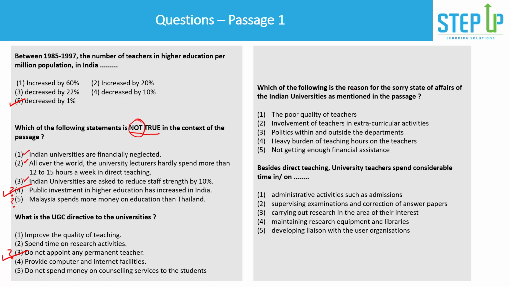Which of the following is the reason for the sorry state of affairs of Indian universities as mentioned in the passage? Poor quality of teachers. Has he attributed it to the low quality of teachers? No. Involvement of teachers in extracurricular? No. Politics within and outside departments? No. Heavy burden of teaching hours on the teachers? No. Not getting enough financial assistance, right? So I think it is this one, but we will always cross verify.